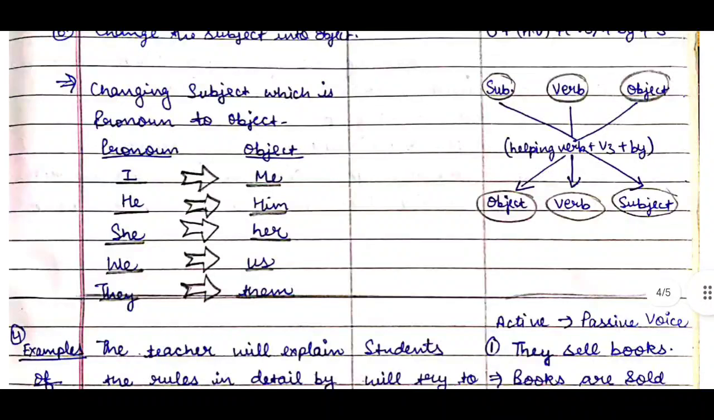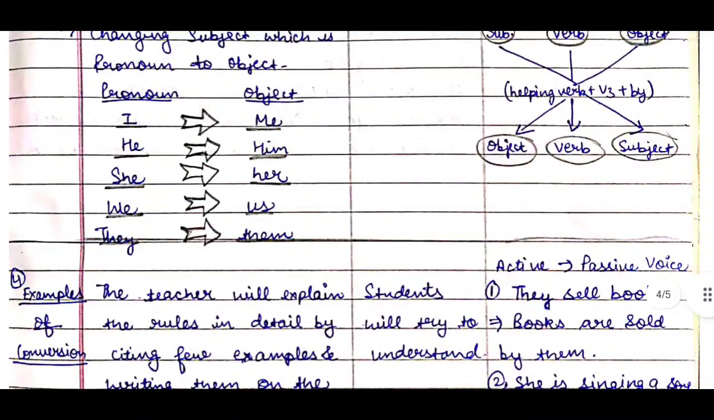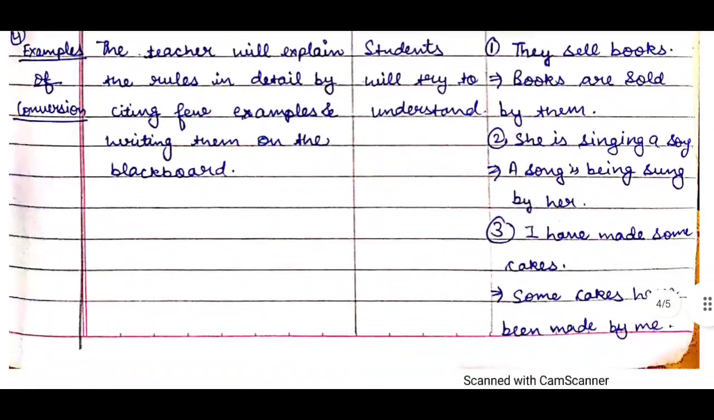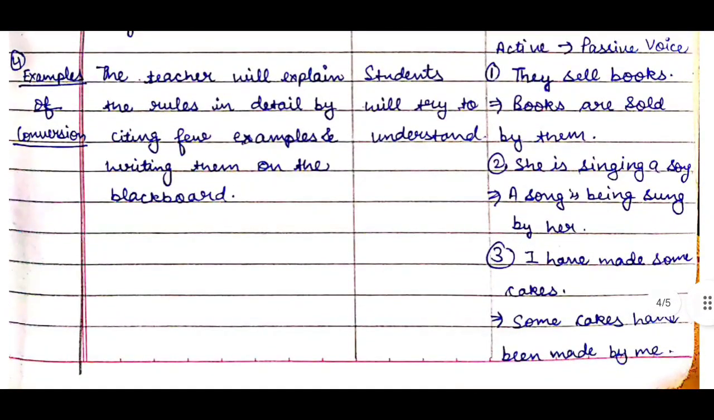Next is changing subject, which is pronoun, to object. For example, pronoun I is changed to me as an object. Then he to him, she to her, we to us, and they to them. Here we can make this sort of diagram so that they can understand it much better way. Then we'll write the examples of conversion.